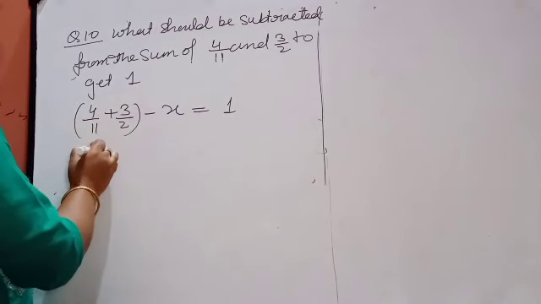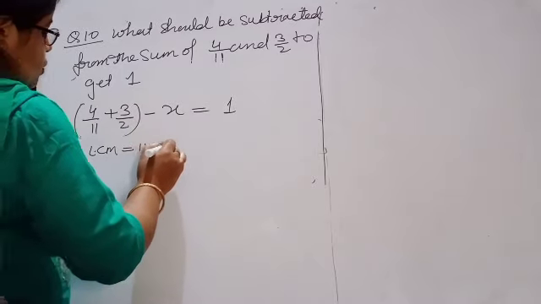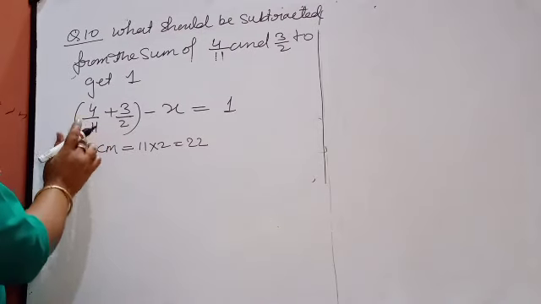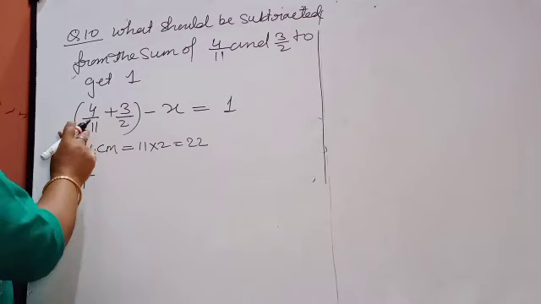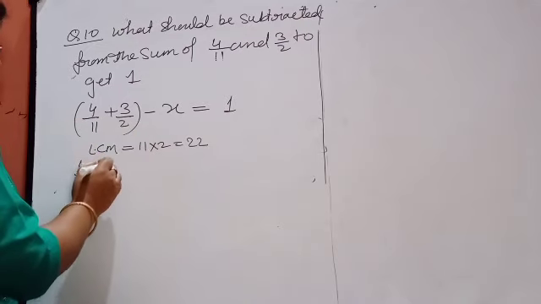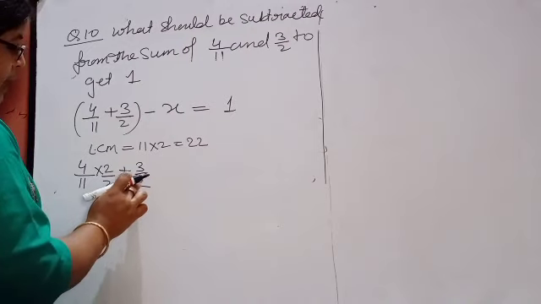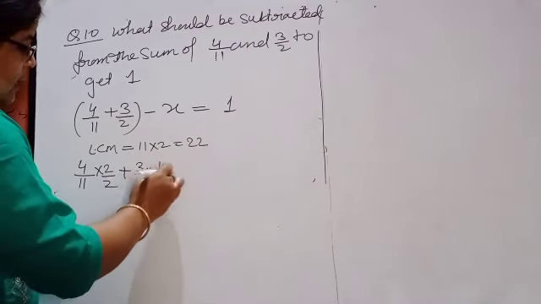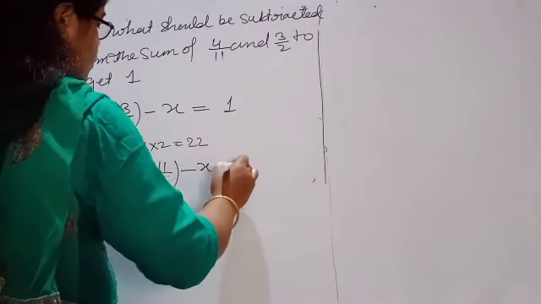So the LCM on the left hand side, what will it be? 11 into 2 is equal to 22. Now multiply this. I am doing it directly here now, as I taught you how to do. 11 divided into 22, how many times? 2. So 2 upon 2 plus 3 upon 2. Multiply 2 with 4. What will you get? 11 upon 11. Okay. Minus x is equal to 1.